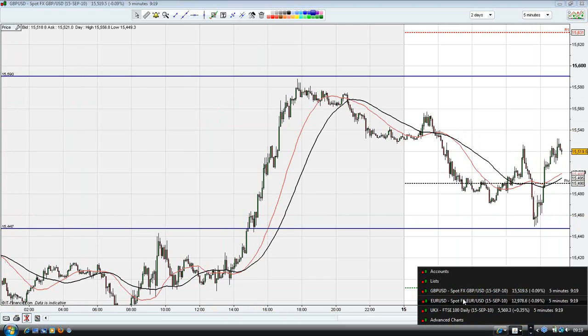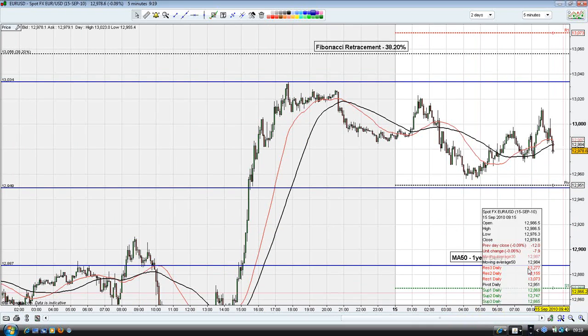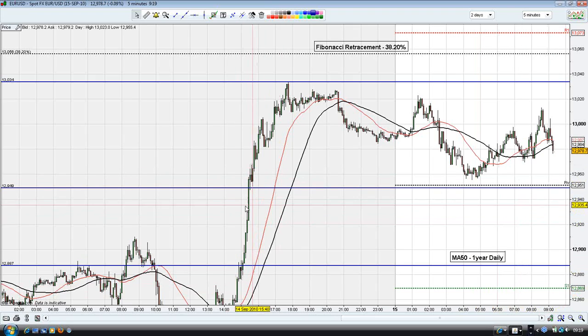We'll look at the euro US dollar. For the euro US dollar, we saw that the market again yesterday made a high of 13,034. And then it's been going sideways since then, just above the pivot point. Again, we'll move our pending buy order from the Fibonacci retracement to just above the recent high here. We'll be buying 2 points above the most recent high point, which would be 13,036.